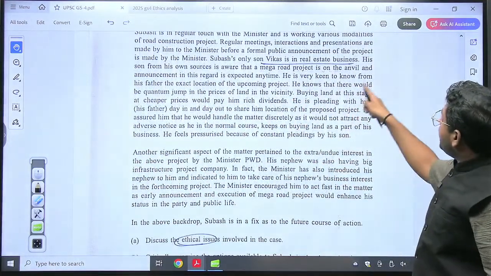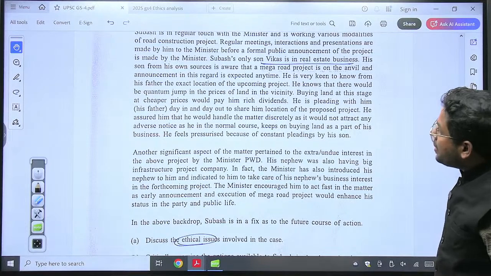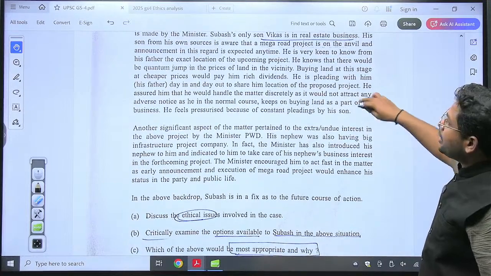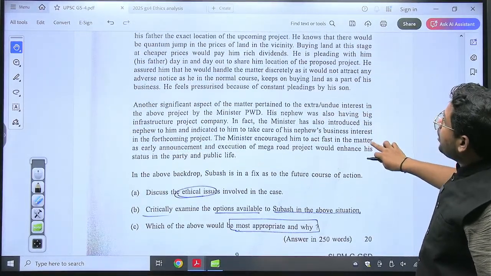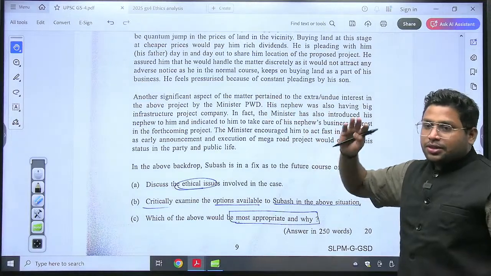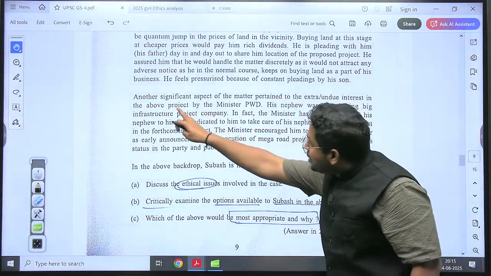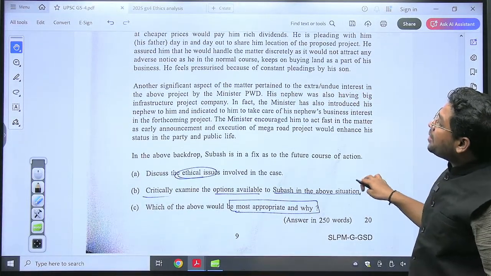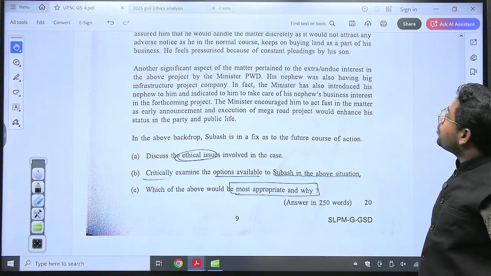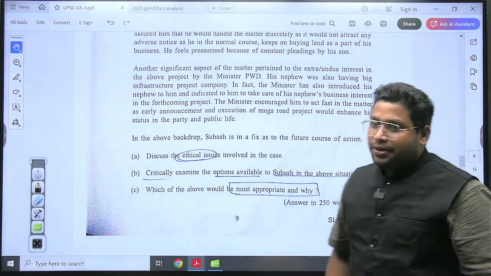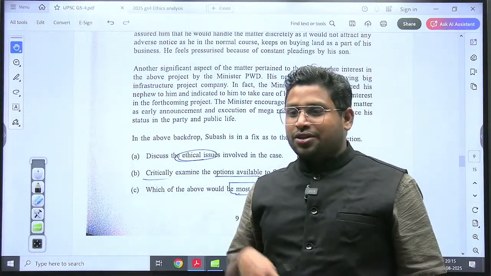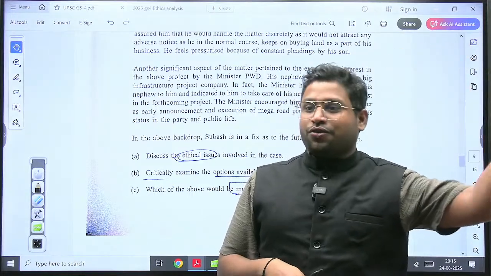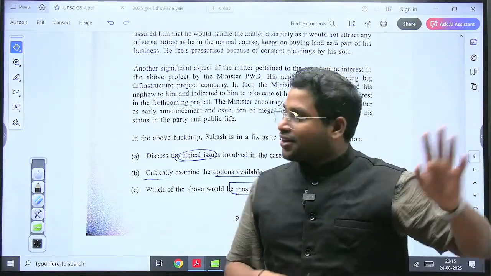Now he knows that there would be a quantum jump in the prices of land in the vicinity. Buying land at this stage is cheaper. Nothing new. He feels pressurized. Now this person is feeling pressurized because of his son. Another significant aspect of the matter pertains to undue interest in the above project by the Minister of PWD. His nephew was also having a big infrastructure project company. Now just like his son is putting pressure, now the minister will also put pressure. Again, the issue is the same. Conflict of interest, responsibility, etc.